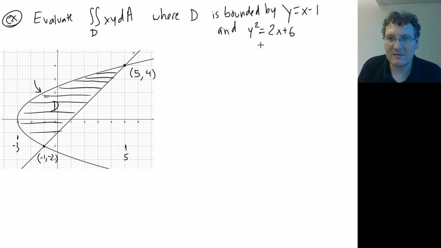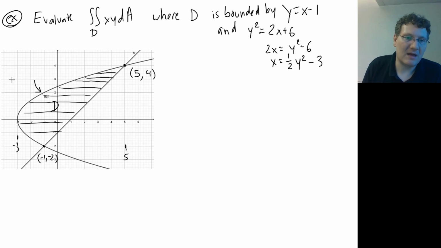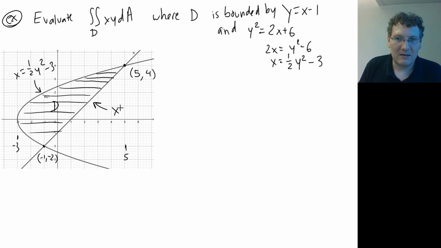If we solve it for x, we get 2x equals y squared minus 6. That's going to be x is equal to 1/2 y squared minus 3. So that's actually x equals 1/2 y squared minus 3. And then this here, if we solve this line for x, we get x equals y plus 1.